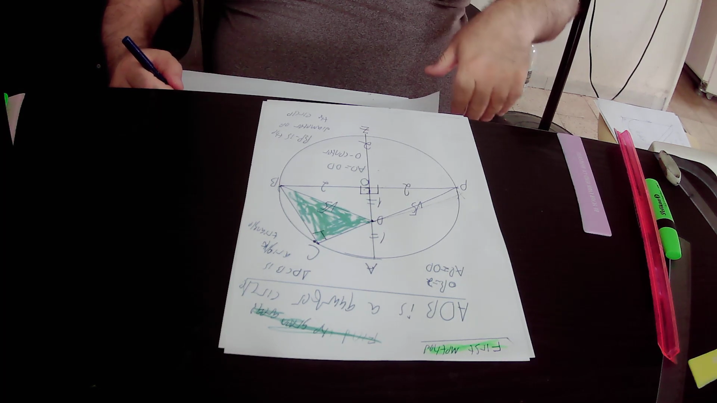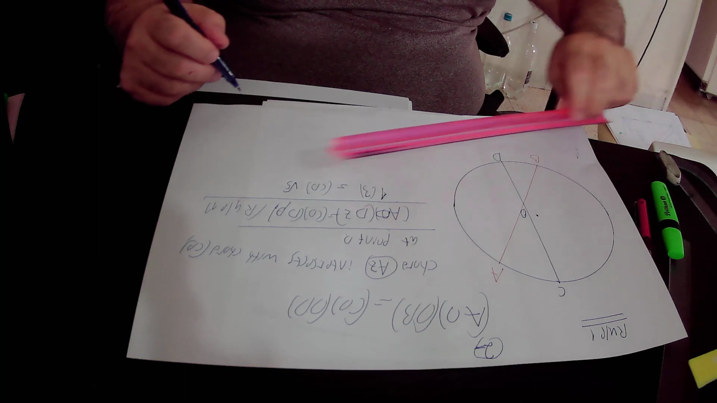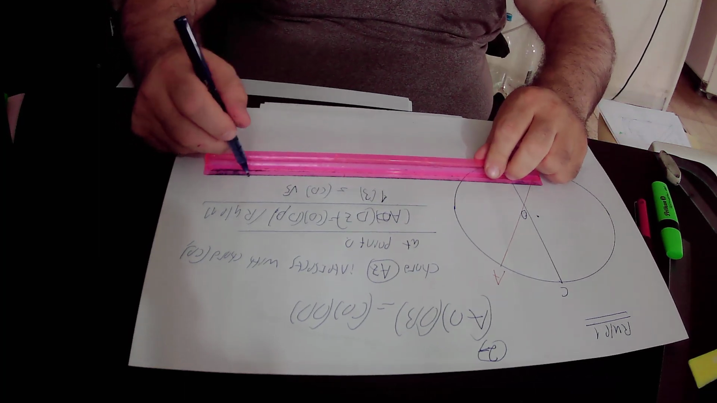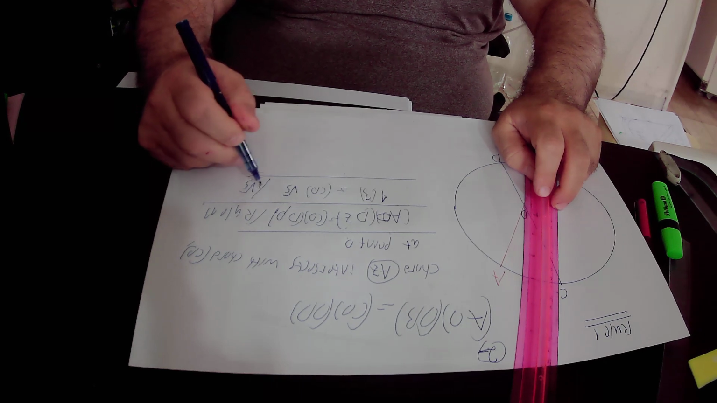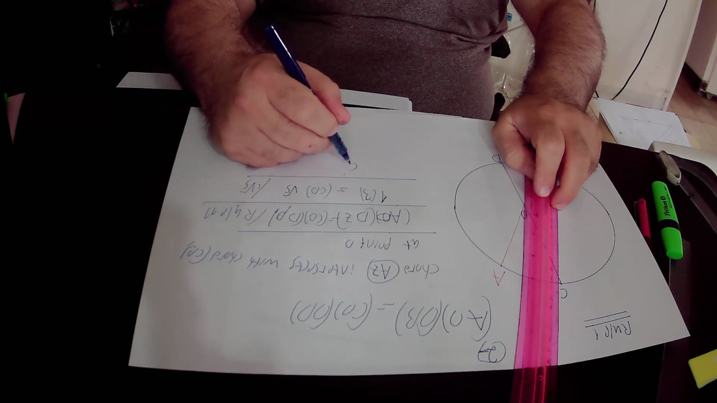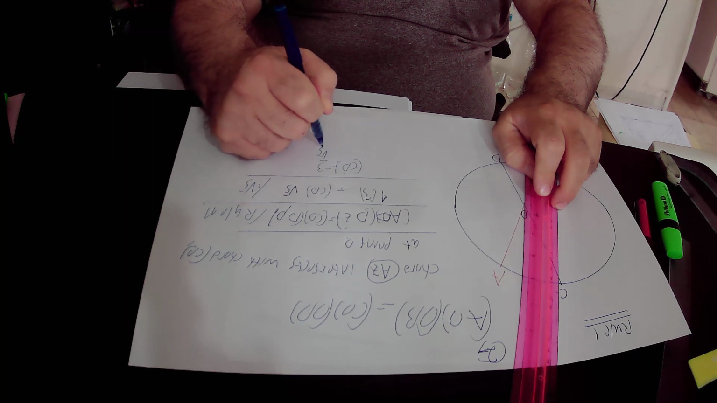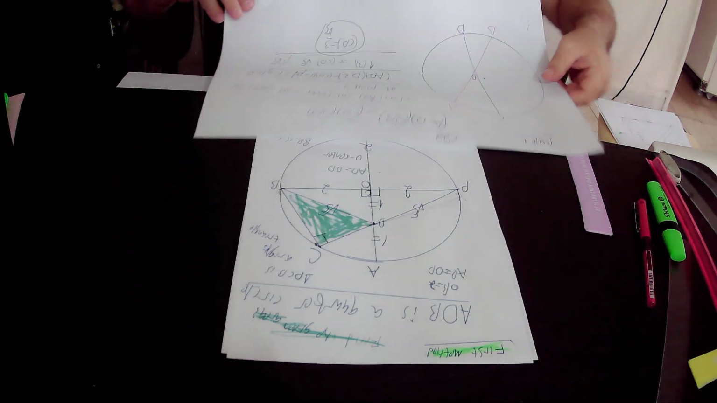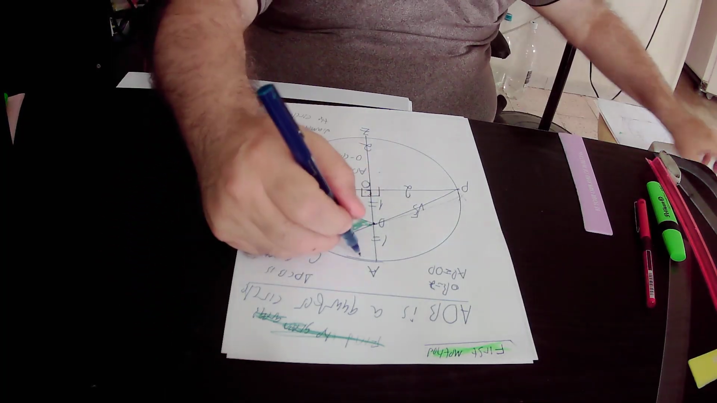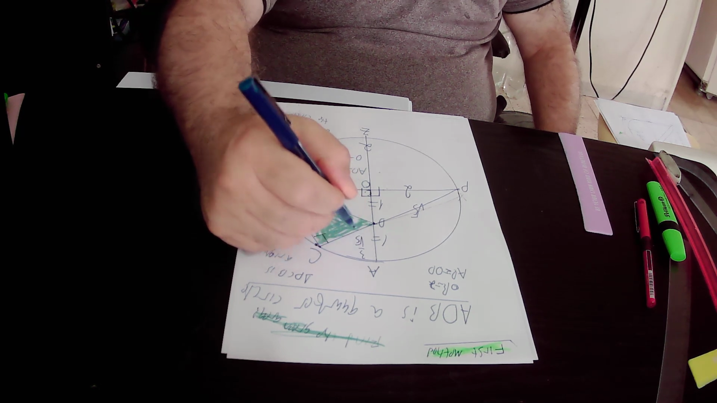And CD is the missing segment. So in conclusion, we found out that 3 equals the square root of 5 times CD. We divide this equation by the square root of 5 and we get that CD equals 3 over the square root of 5 units. You can write here that CD equals 3 over the square root of 5 units.